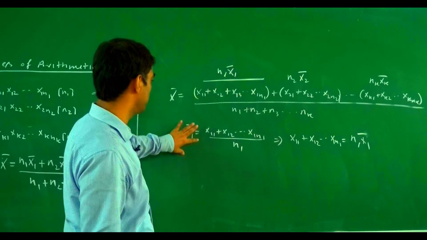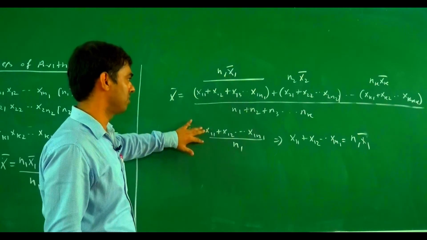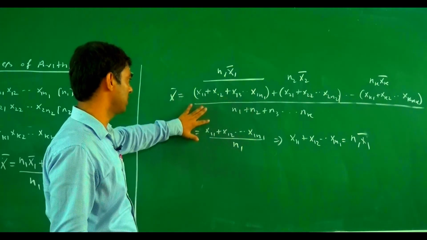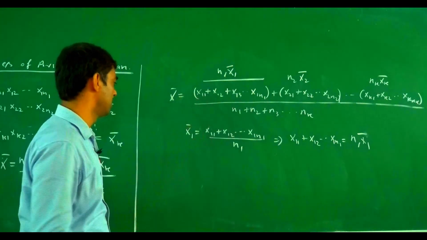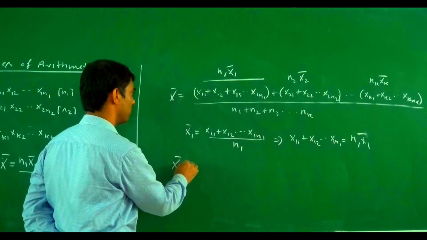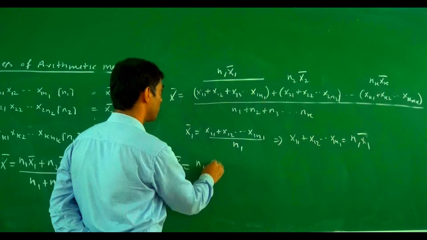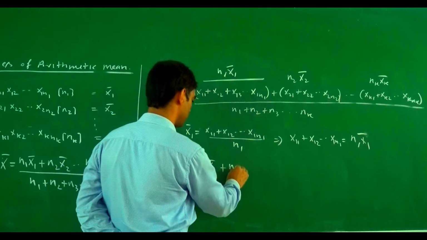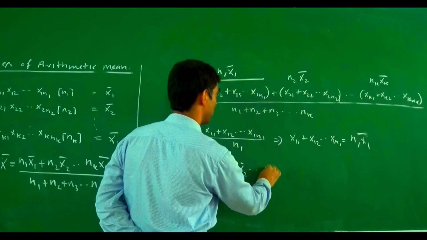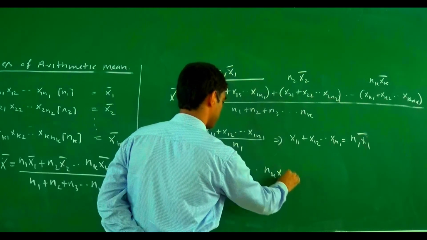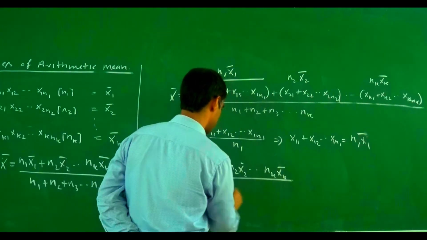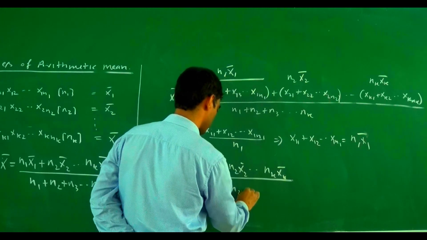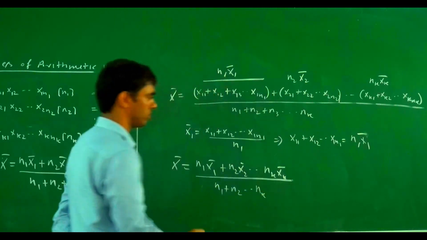So by the definition of mean, there is nothing complicated in this proof. Here we write x bar equals n1 x1 bar plus n2 x2 bar up to nk xk bar, divided by n1 plus n2 up to nk. So this is the proof.